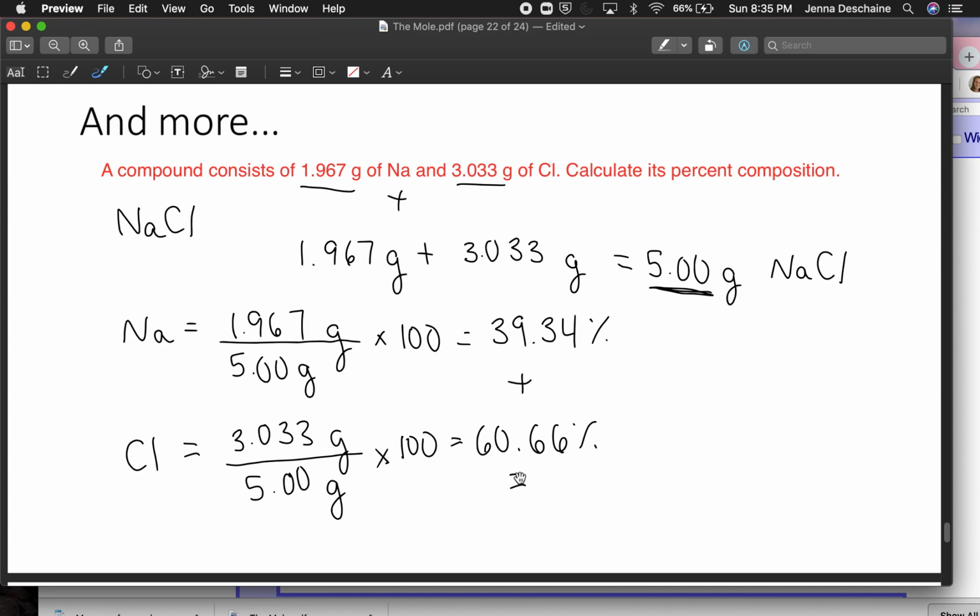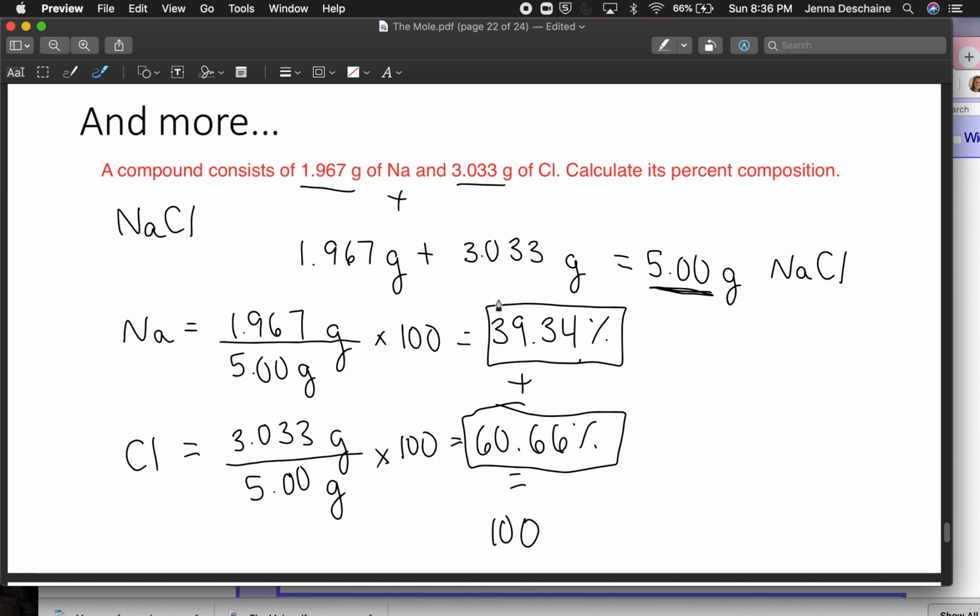60.66 is 100. When I did that first, I did it wrong and I got like 120 and I was like, whoops, did that wrong. All right, so that means that this would be correct. This would be part of my answer, and this would be the other part of my answer.